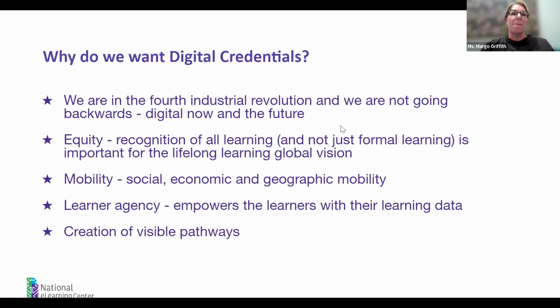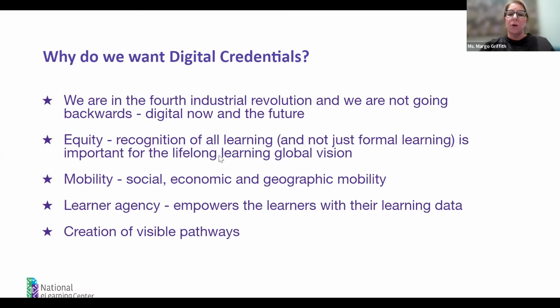We've been talking about micro-credentials, with Donna and with Kevin, as the learning. What I want to talk about is the digital credentials, as in the digital representation of that learning. So, a quick recap of why we want digital credentials. Well, we're in the fourth industrial revolution and we're not going backwards, right? So it's digital now and it's digital into the future. I think from a global perspective, but most definitely here in Australia, it's also an equity consideration.